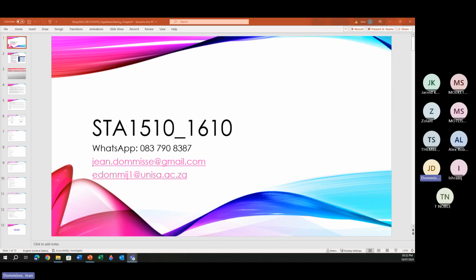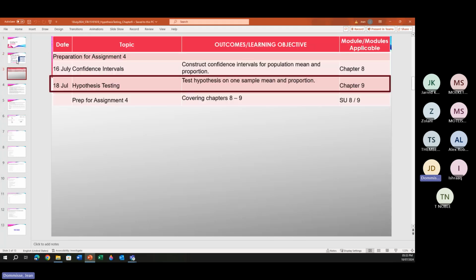So the work that we did in study unit 8, we're going to apply again in study unit 9. I think that's why they group study unit 8 and 9 together for your assignment, because there is a very, very good link between the two study units.